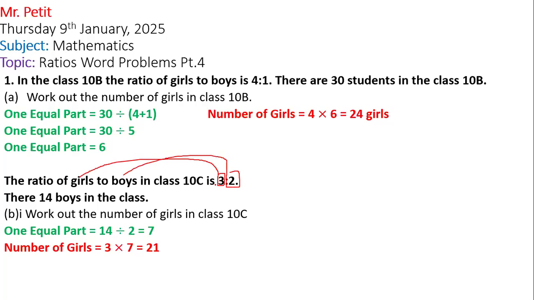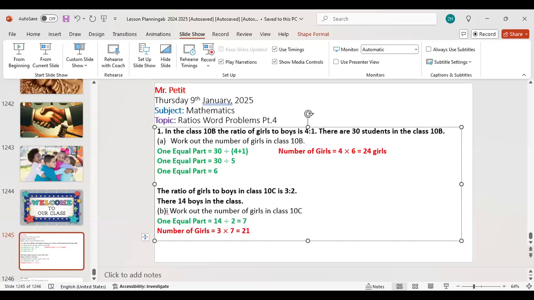So since the girls is 3 equal parts, we're trying to find the number of girls for the class. We know that it's 3 equal parts, and 1 equal part is 7. It's going to be 3 times 7, which gives us 21. And that's how we got that. Any questions for me before I move on to the next part? Okay, let's move on to the next question.